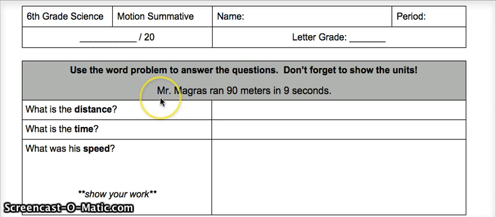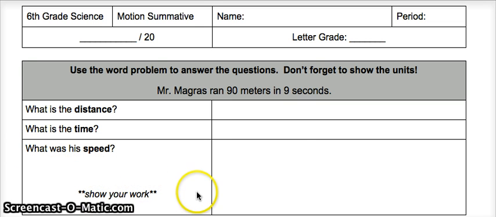All right, here's the problem. Mr. McGrath ran 90 meters in 9 seconds. First question, what is the distance? Mr. McGrath ran 90 meters in 9 seconds. What is the time? Mr. McGrath ran 90 meters in 9 seconds. The last one says, what was his speed?